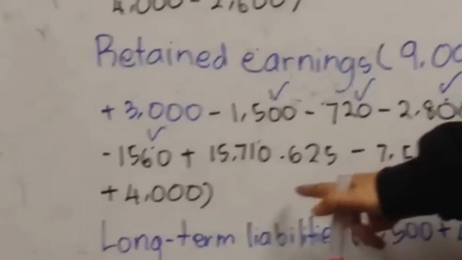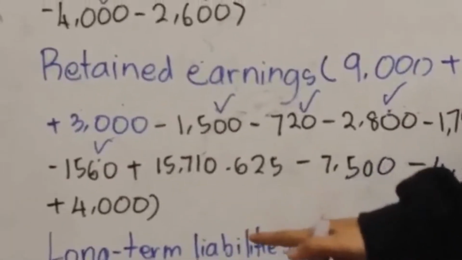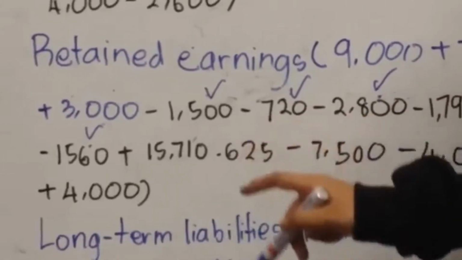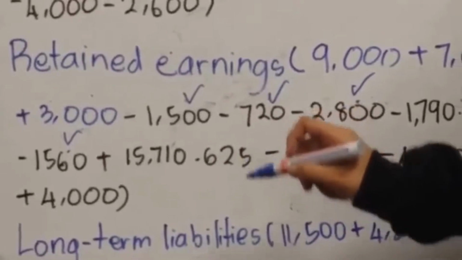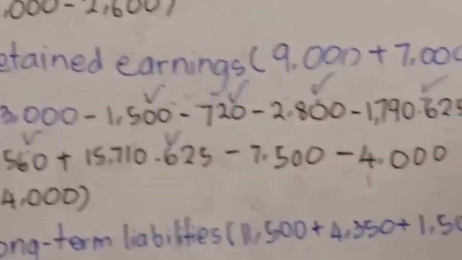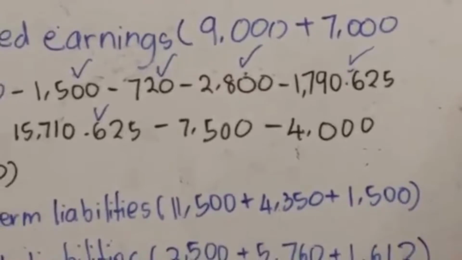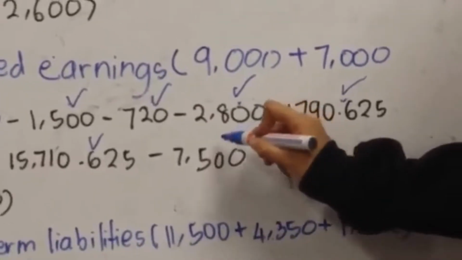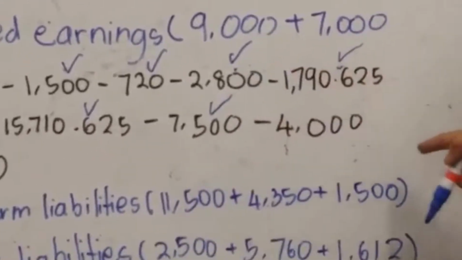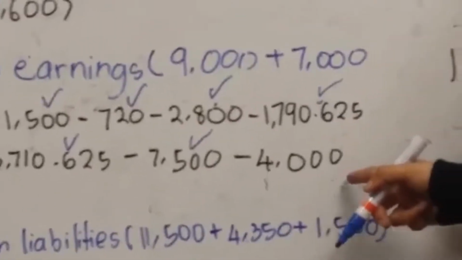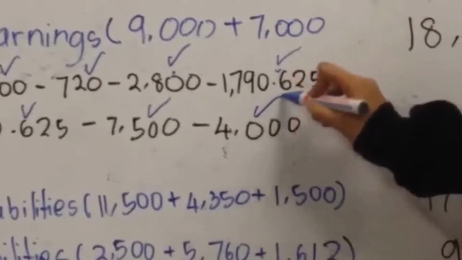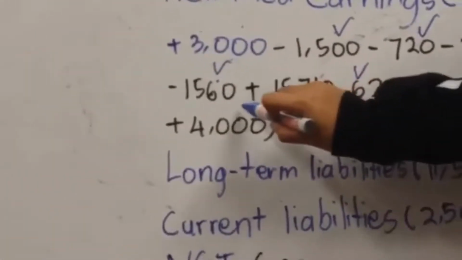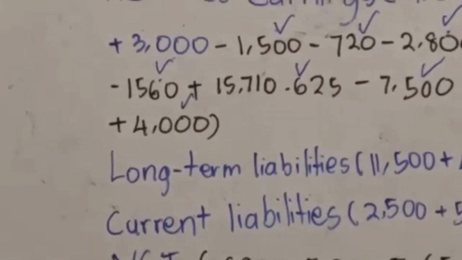And after that, we need to add with the profit attributable to parents that we got before from the income statement, which is 15,710.625. And then after that, we need to minus the dividend paid by the company. So first, we minus the dividend paid by the parents for 7,500. And then after that, we minus the dividend paid by Bhd for 4,000. Since the dividend paid is intra-group, we need to add back the dividend for 4,000 for Bhd.